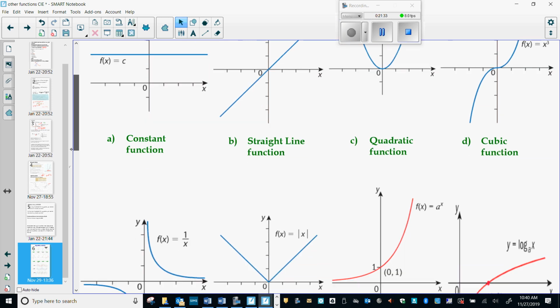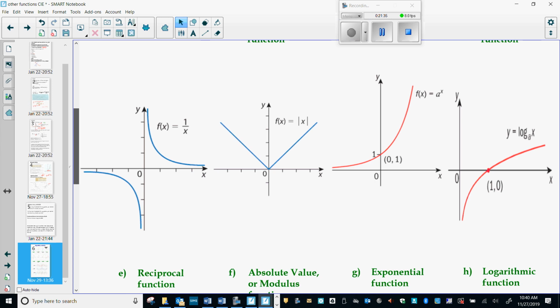Oh, didn't mean to move that. This is your basic reciprocal graph, 1 over x. Modulus graph as well. Let's put a bracket around this one, because I don't think you need to know it. This is our exponential graph we just looked at, and then this is our log one. Again, let's put brackets around this one just because I haven't seen many questions about them, but I just want to expose you to them just in case.